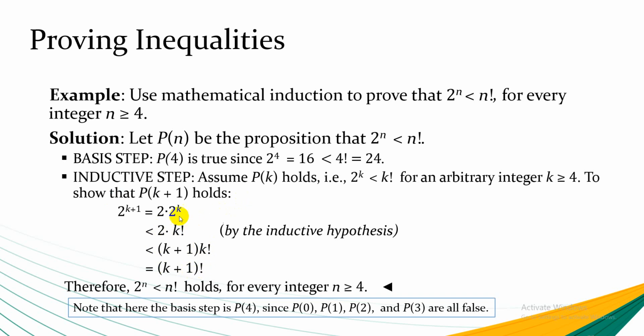So here we proved that 2 to the power k plus 1 is less than k plus 1 factorial, given this hypothesis. So starting from here, we proved that if this is true, 2 to the power k plus 1 is less than k plus 1 factorial. So if P(k) is true, P(k+1) is true, and therefore 2 to the power n is less than n factorial for every integer, and this is true. Okay.